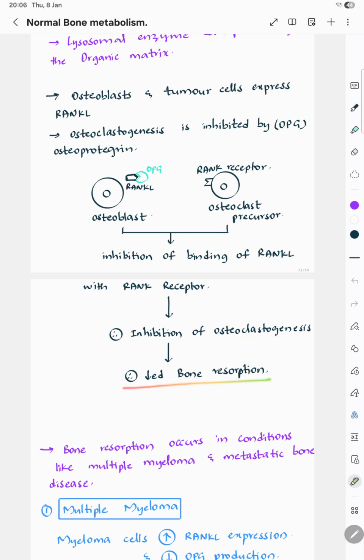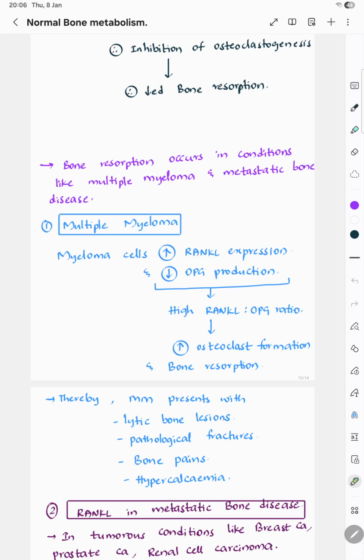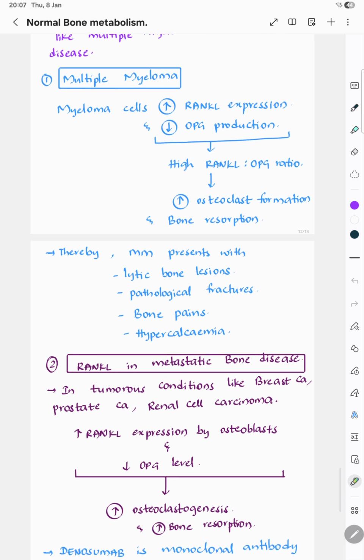bone resorption. Increased bone resorption occurs in conditions like multiple myeloma and metastatic bone disease. In multiple myeloma, the myeloma cells have increased RANKL expression and decreased OPG production. Therefore, it leads to a high RANKL to OPG ratio. Therefore, there is increased osteoclast formation and thereby increased bone resorption. Therefore, in multiple myeloma, there will be presentation of lytic bone lesions, bone pains, pathological fractures, and hypercalcemia.